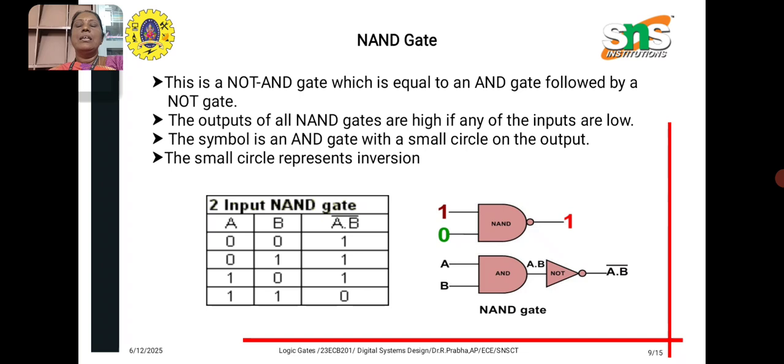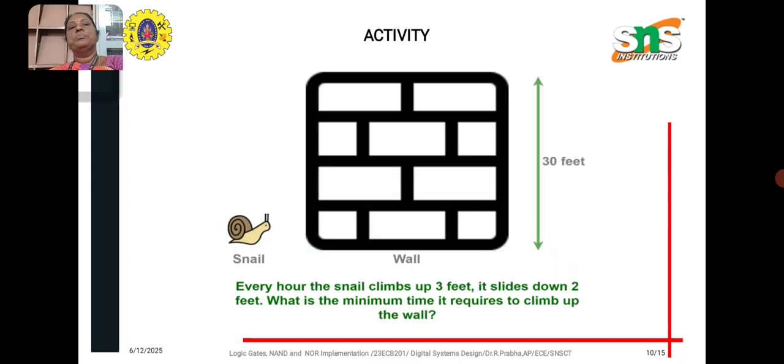Next is the NAND gate, which is the inversion of AND gate, so the output is also inverse to the AND gate. We know the AND logic. According to AND logic, if both the inputs are high, then the output is high. But in the case of NAND logic, if both the inputs are 1, the output is 0. Otherwise, all the outputs are 1. The NAND gate symbol is like an AND gate symbol, but in the front there is a bubble. This bubble represents it is a NOT of AND operation.